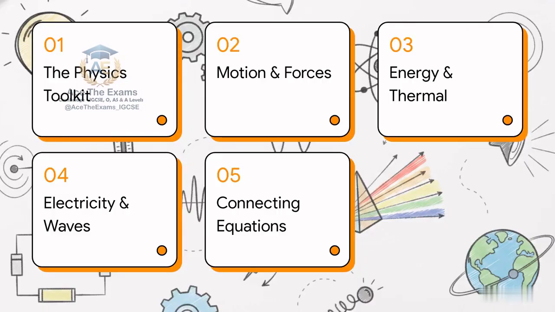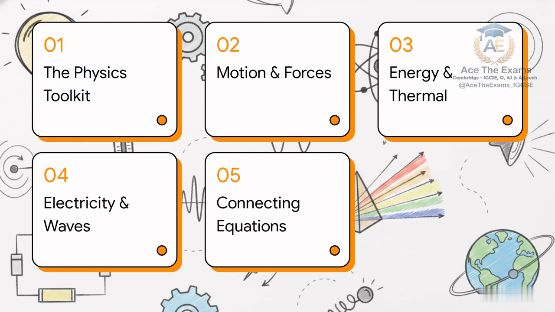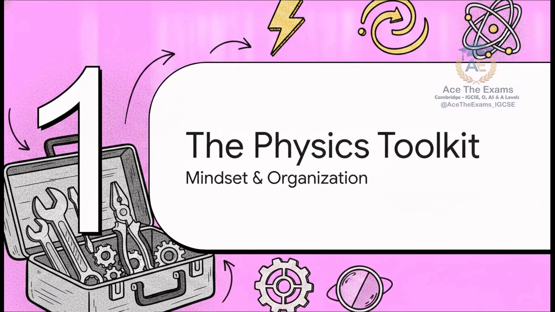To conquer this wall today, we're following a precise 5-step agenda. First, establishing the physics toolkit. Second, exploring motion, forces, and pressure. Third, diving deep into energy and thermal physics. Fourth, mapping out electricity and waves. And finally, number 5, connecting all the equations together. Okay, section 1, the physics toolkit.